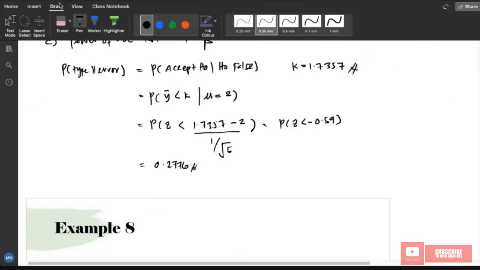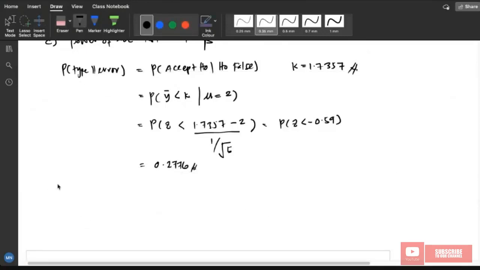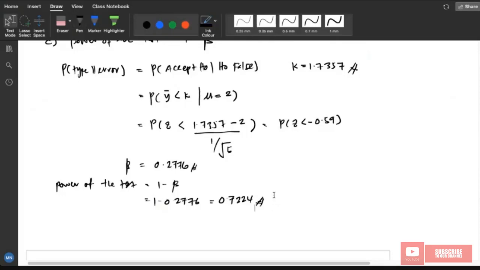Now we already know the value of the type 2 error. To find the power of the test, this is our beta, so 1 minus beta. 1 minus 0.2776 is equal to 0.7224.